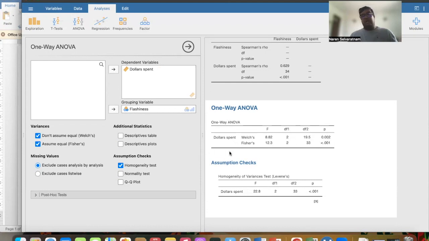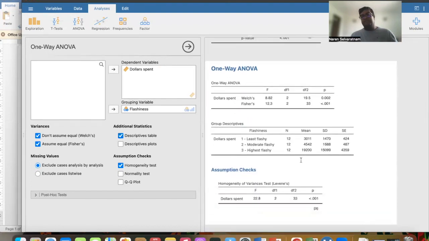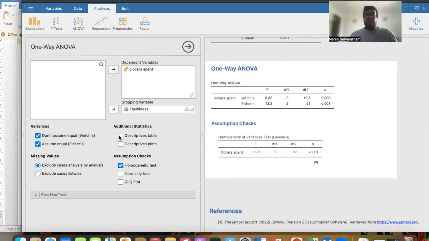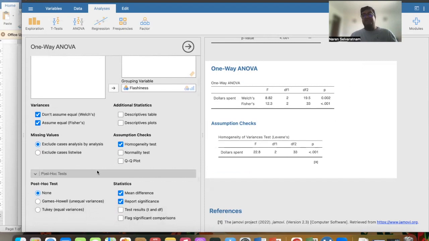Now, if you want to get descriptive tables, you can get a descriptive table here as well. So the basic information that we did earlier, it gives it here. I don't need it right now because I already have run it. Now here, the next option is to get post hoc tests.